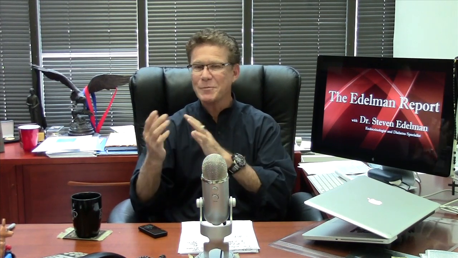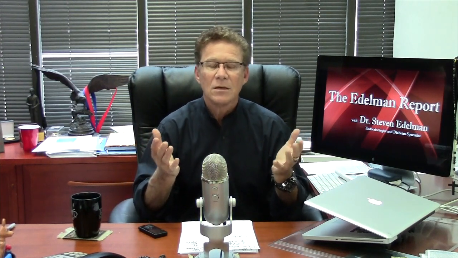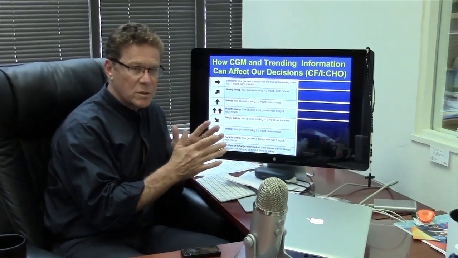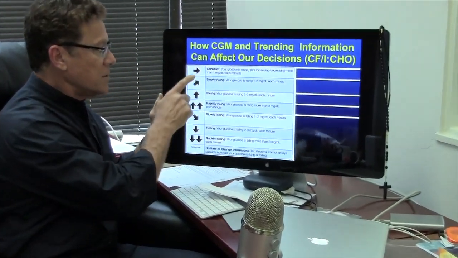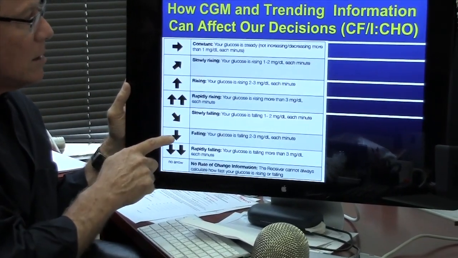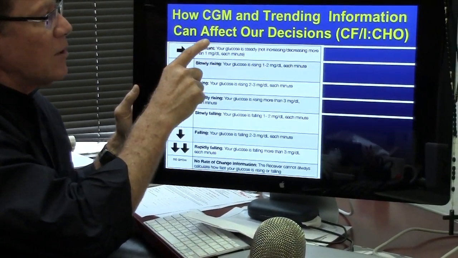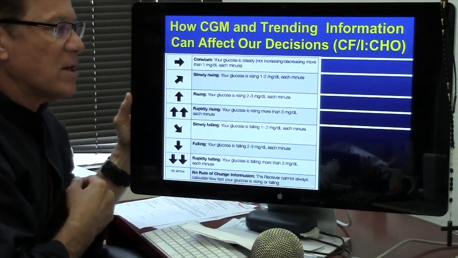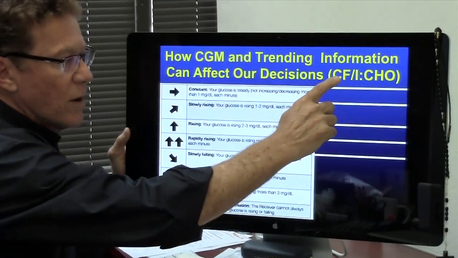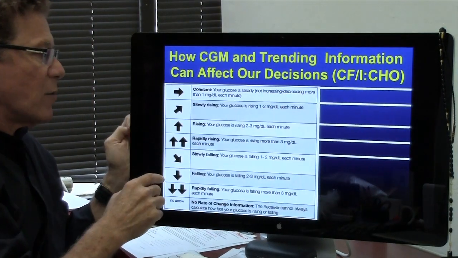Sometimes they work, sometimes they don't. Sometimes we just calculate and guess them. So you have to look at the trend arrows, and I'm going to explain that right now. Let's take a look at this slide that I use when I speak to doctors about continuous glucose monitoring. These are the trend arrows I'm talking about. And you see the title of the slide, How Continuous Glucose Monitoring and Trending Information Can Affect Our Decisions on the Correction Factor and the Insulin to Carbohydrate Ratio.